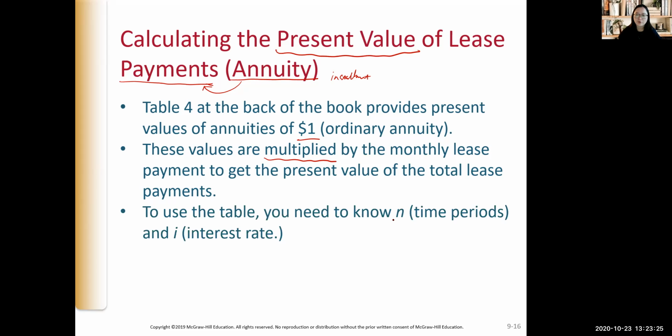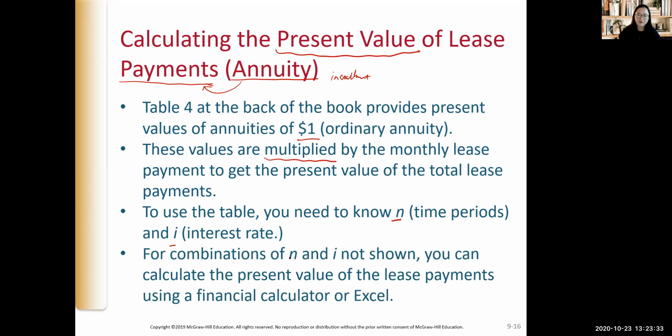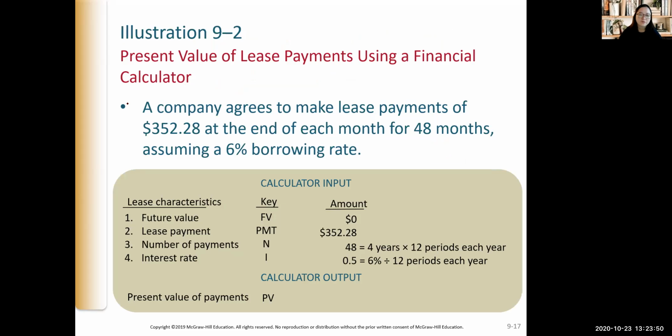To use the table, you need to know N, which is the time periods, and I, the interest rate. However, if N and I are not shown in the table, you can calculate the present value of the lease payments by using a financial calculator or Excel. So I want to show you how to use the financial calculator and Excel, and then show you how to use the table. Okay, for example, a company agrees to make lease payments of $358.28 at the end of each month for 48 months, assuming a 6% borrowing rate. Remember, borrowing rate always means annual rate.